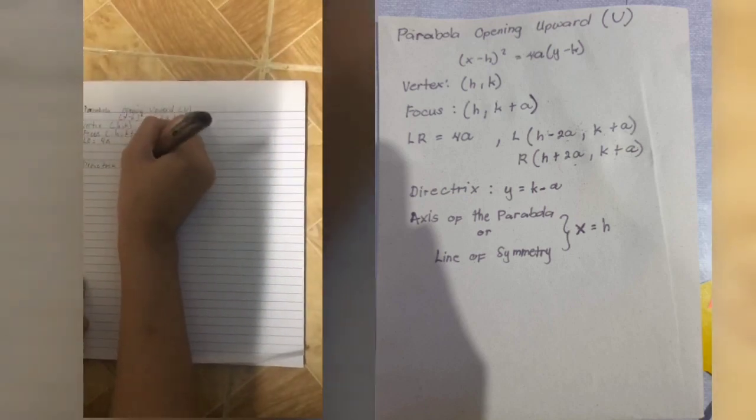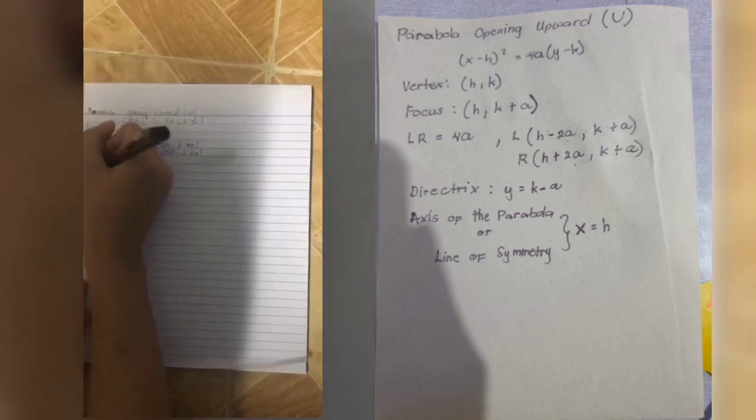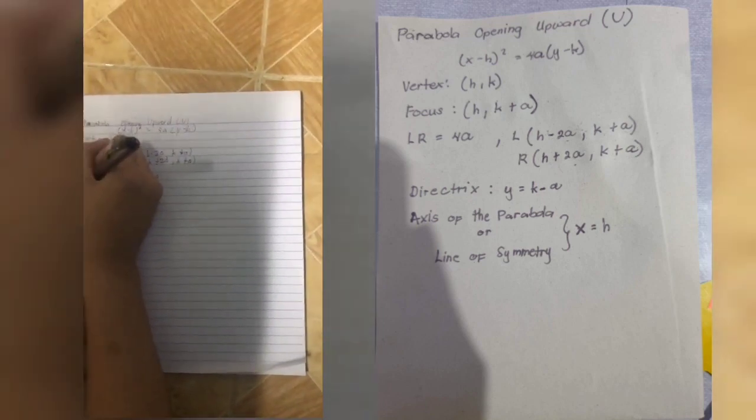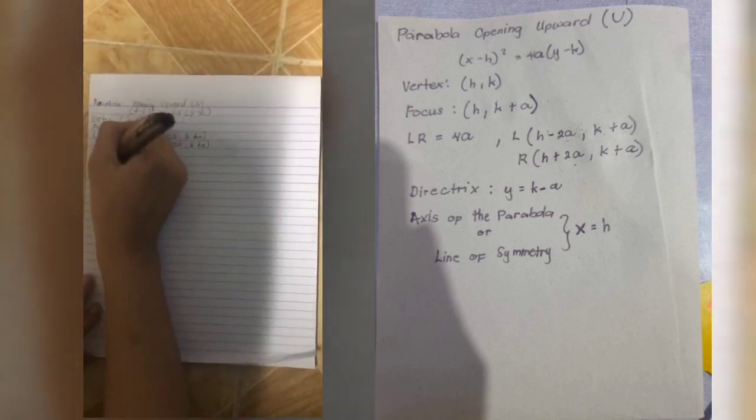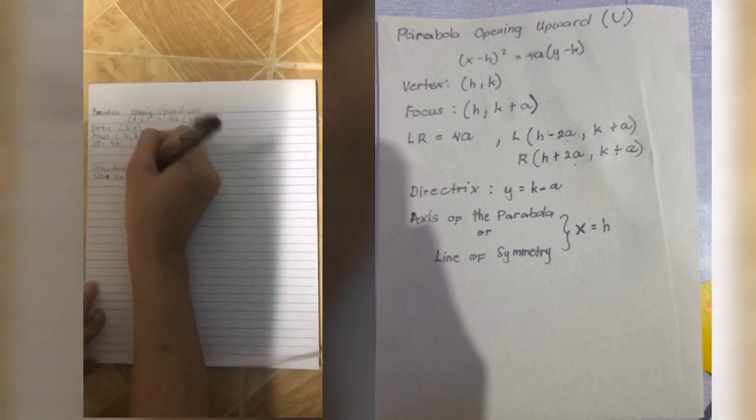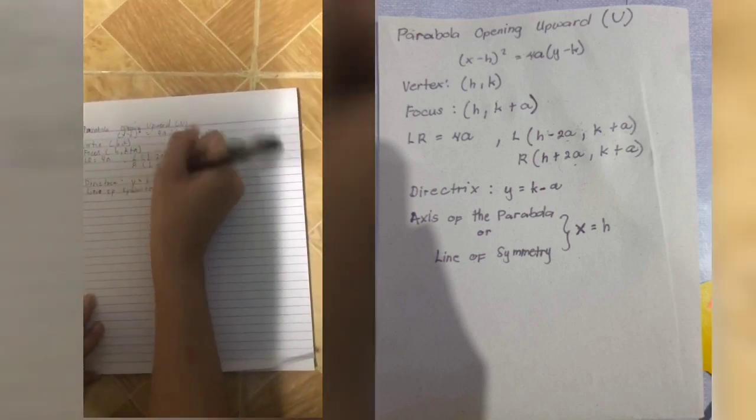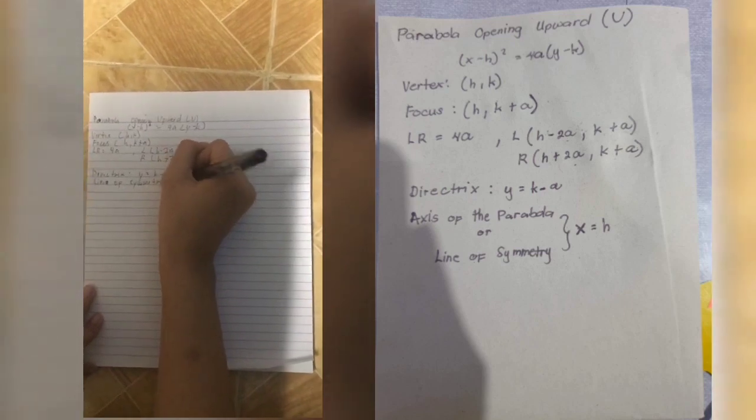For the directrix naman, y equals k minus a. For the axis of the parabola or line of symmetry, x equals h.